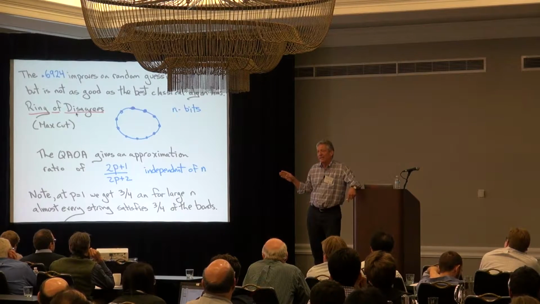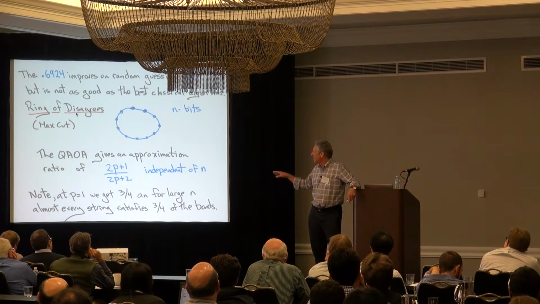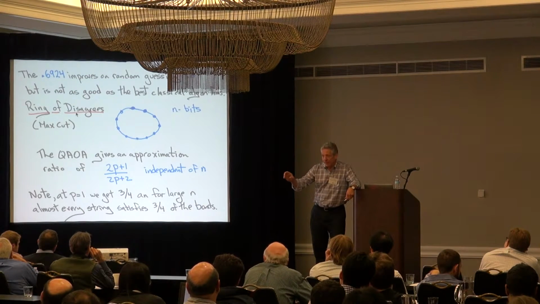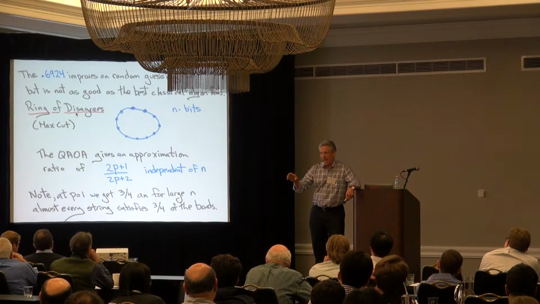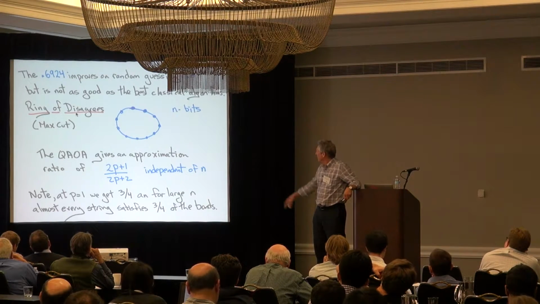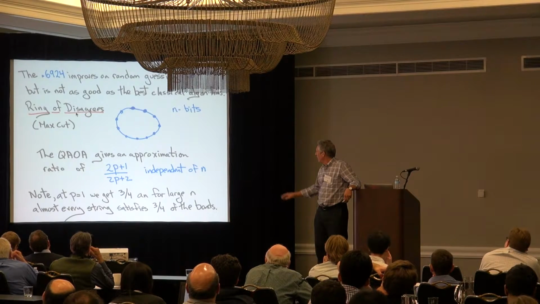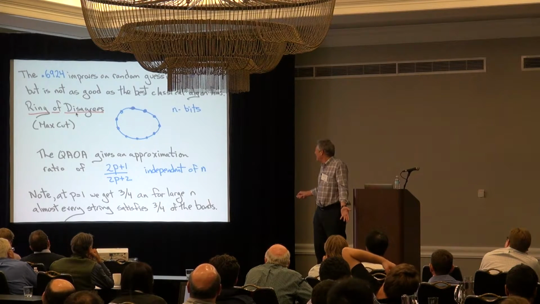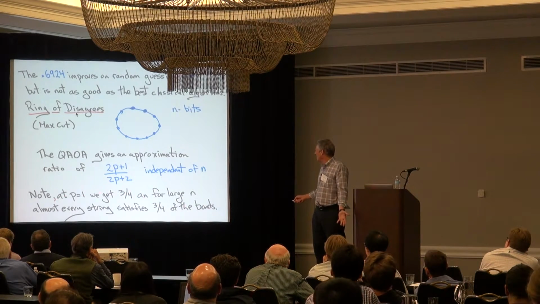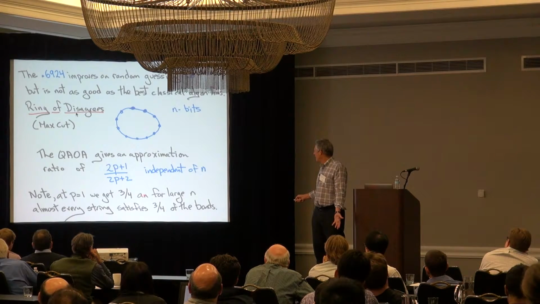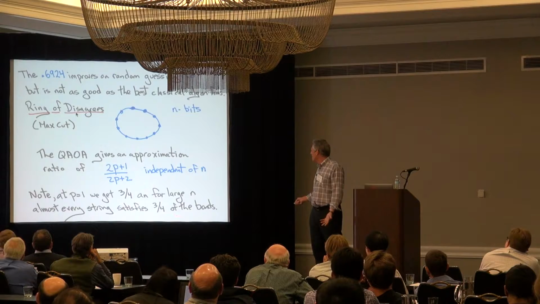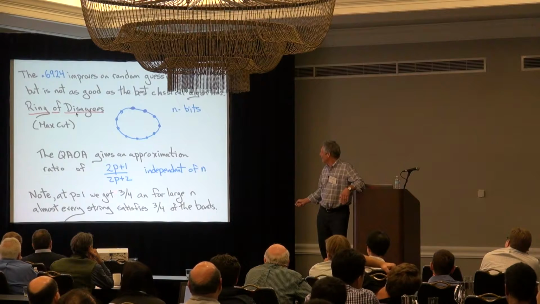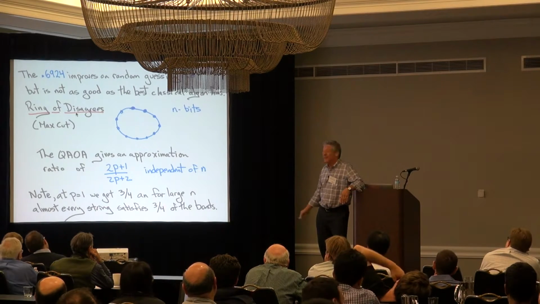And I would now like to say something about the concentration bound. See, at p equals 1, we get an expected value of the cost function which is 3/4 n. Note at p equals 1, we get 3/4, and for large n, almost every string satisfies 3/4. But I should really proofread my slides. Okay, sorry. We get that almost every string satisfies 3/4 of the bonds.